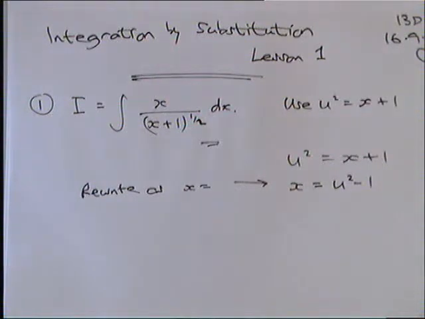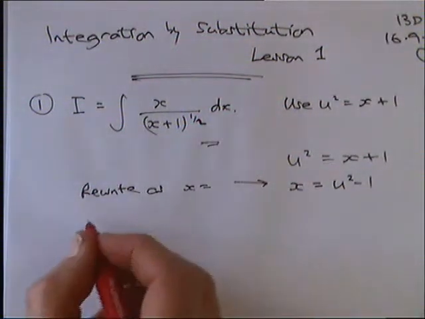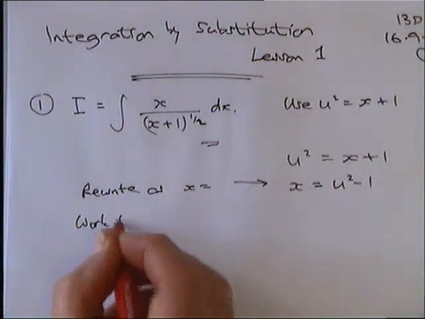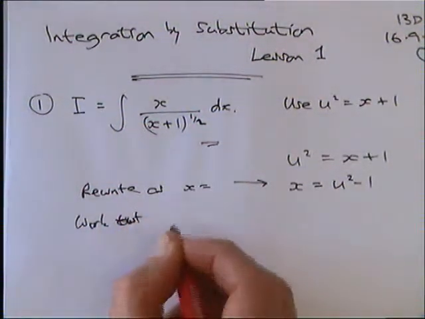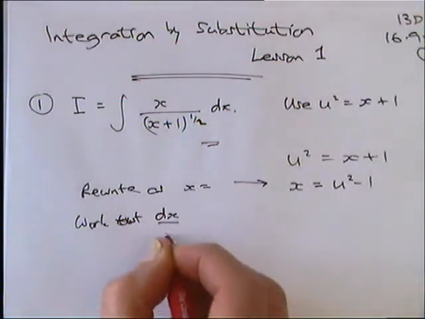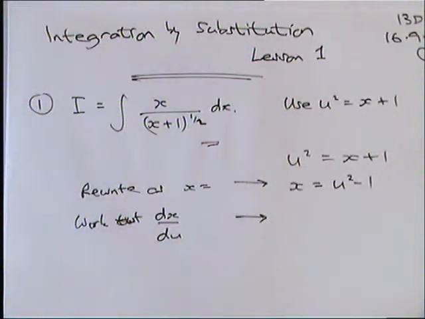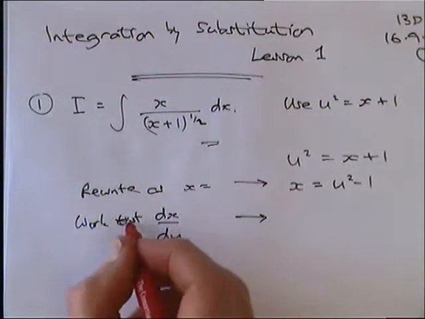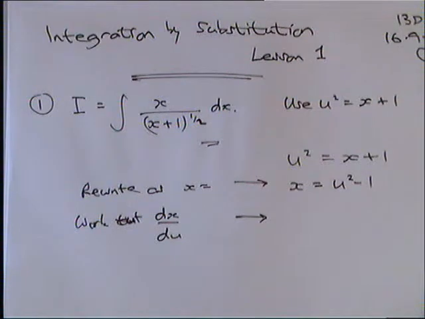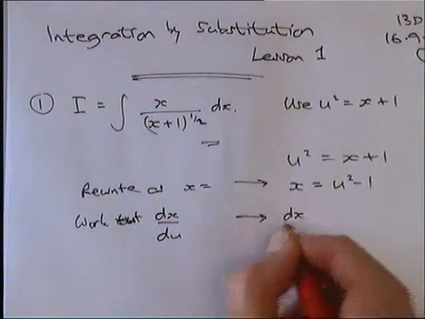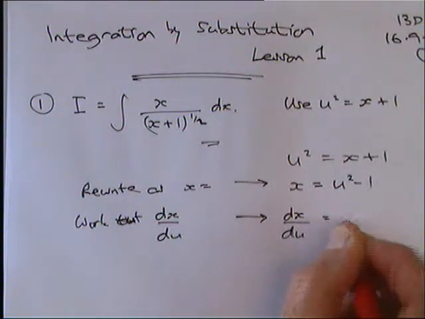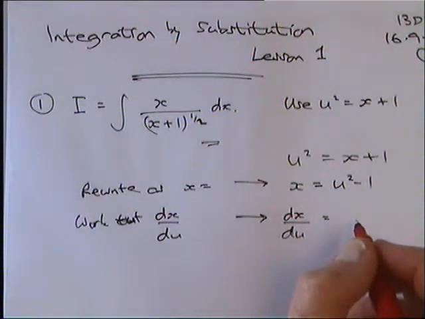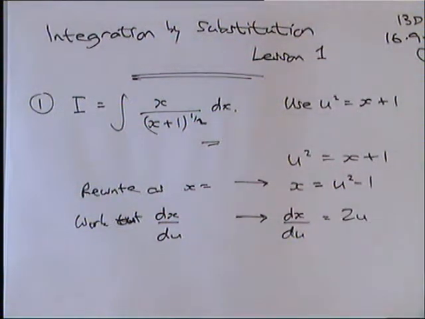When you rewrite it as x equals, it's often then a good idea to work out dx du, in other words, to differentiate that. What is dx du going to be equal to if you differentiate that with respect to u? 2u. Okay.